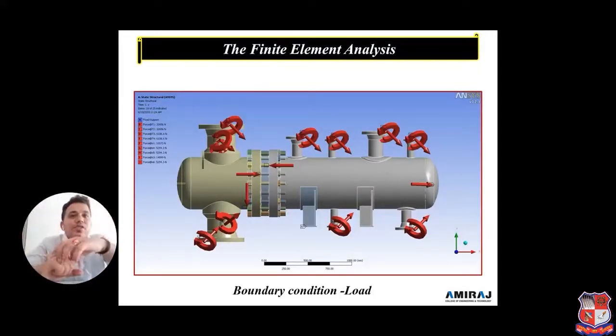When we input it, the first step is applying the boundary conditions. This is the pre-processing phase, where we apply the load on the particular body. Here we have a shell and tube type heat exchanger, and we are applying the load in all three directions X, Y and Z.